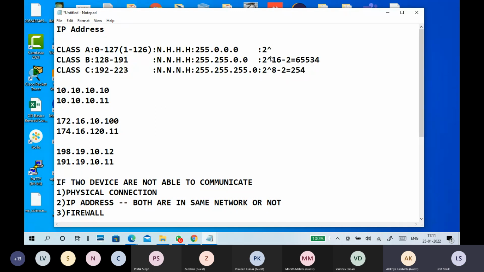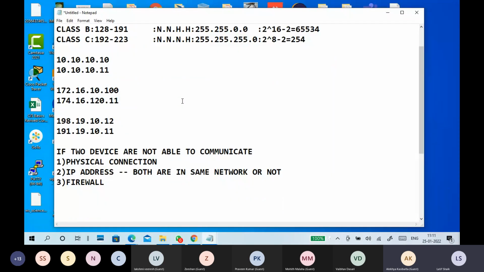For class A it is 2 to the power of 24 minus 2. Why 24? There are three host portions, which means three 8 bits, so totally 24 zeros. So 2 to the power of 24 minus 2 is 16,777,214. This is your number of hosts per network. It means if you take a class A network, in a single logical network you can connect 16 million devices.